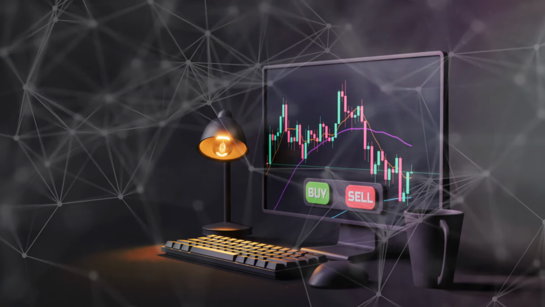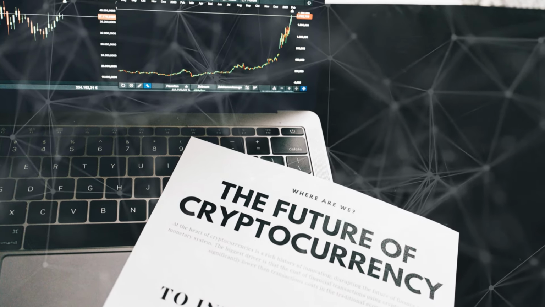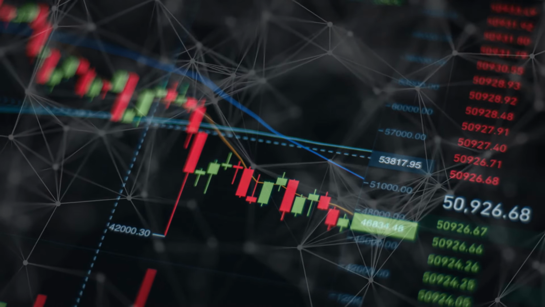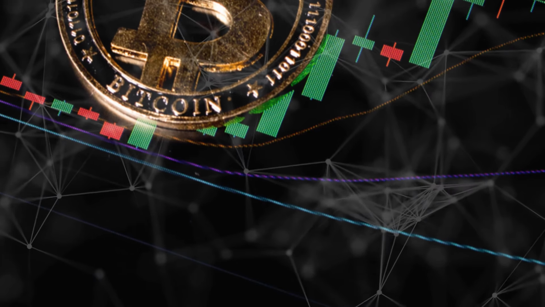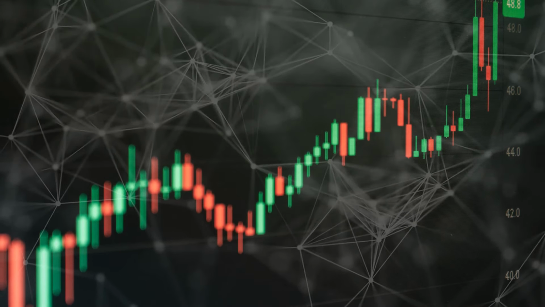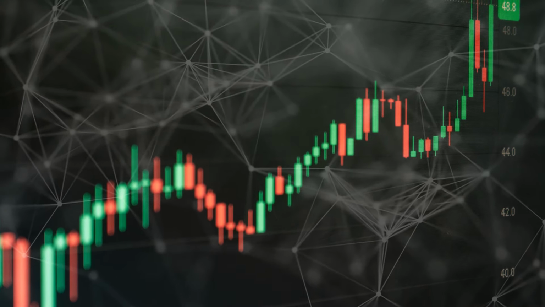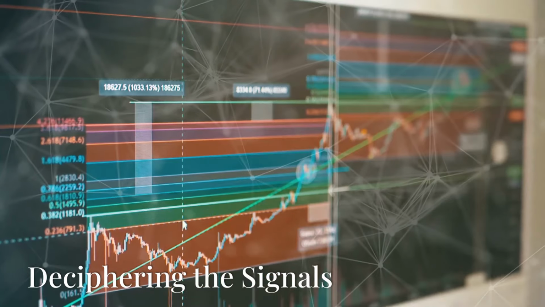Candlestick charts offer a more nuanced and visually engaging representation of market dynamics. Developed in 18th century Japan by rice trader Munehisa Homma, candlestick charts have stood the test of time. Each candlestick on a chart represents a specific trading period, revealing the opening price, closing price, high price, and low price within each period.